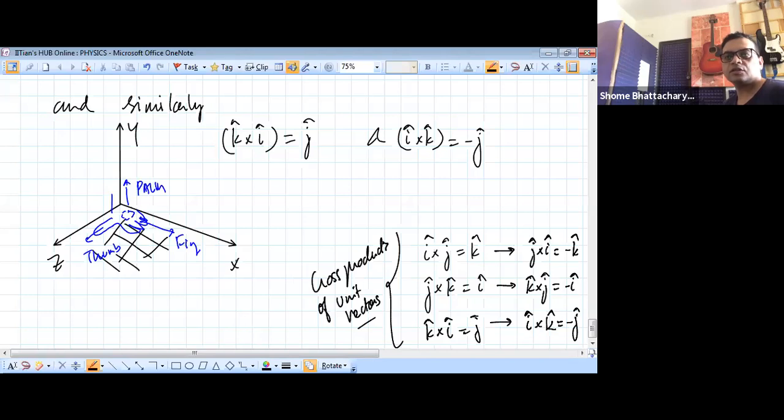Yes, that's why they are all given. Okay. So whether you take mod of i cross j, or mod of j cross i, or mod of k cross i, whichever you take, that is 1 into sine 90. So that is unit. Okay, that's always the case. But it's the direction which comes according to the right-handed system.